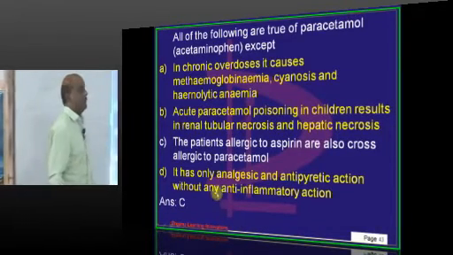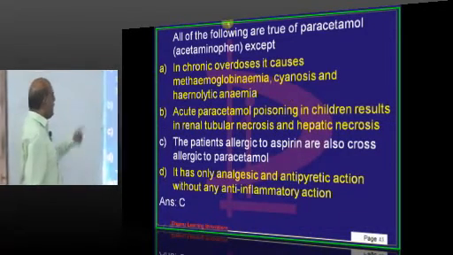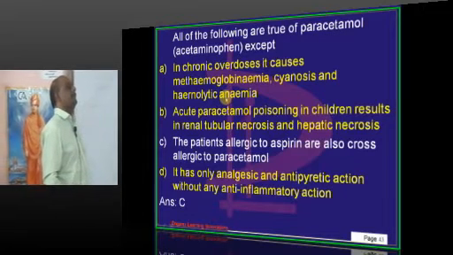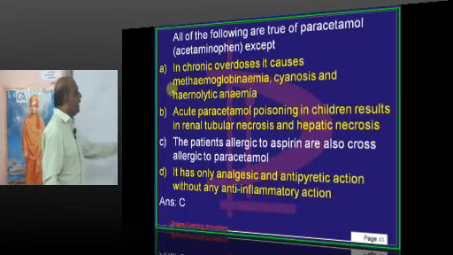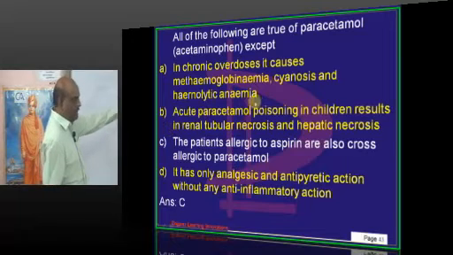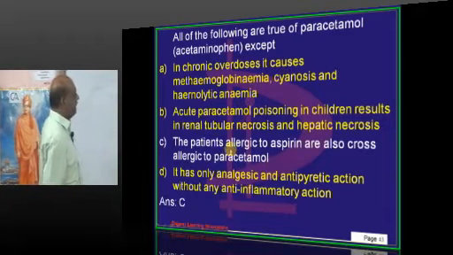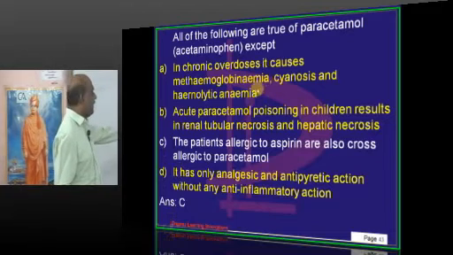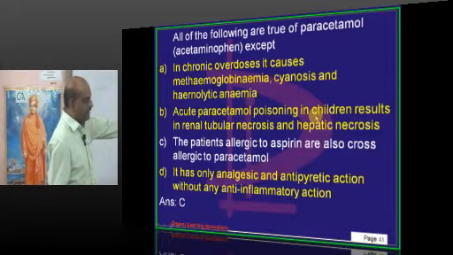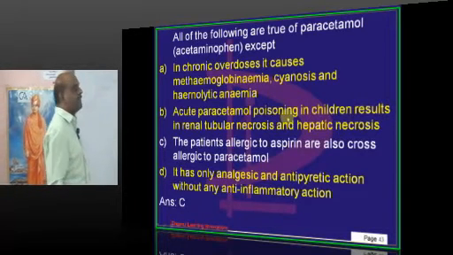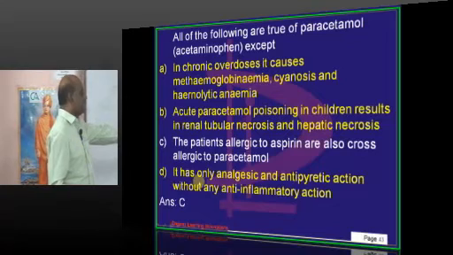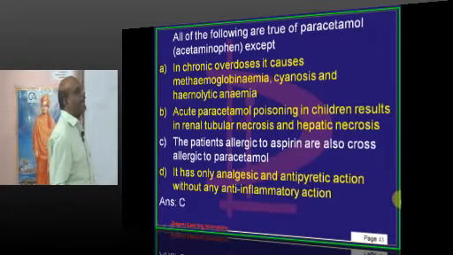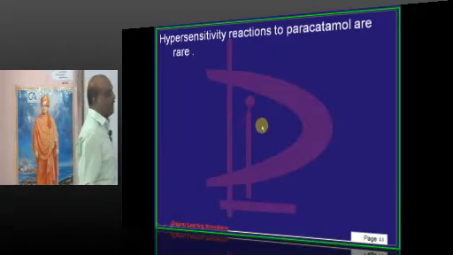Now doctor, regarding acetaminophen, if there is a chronic overdosage of paracetamol, it can lead to hemolysis, methemoglobinemia, cyanosis; these are the side effects. In the pediatric population, paracetamol can lead to renal tubular necrosis, hepatic necrosis, etc. It also has analgesic and antipyretic action, but no anti-inflammatory action, which needs to be remembered.